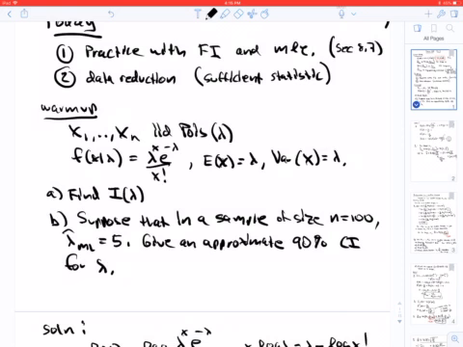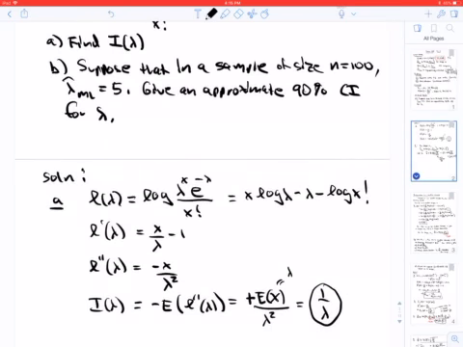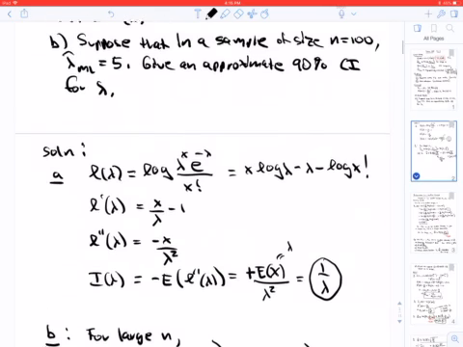So we have x1 to xn IID Poisson, to recall, that is a discrete distribution with the following probability mass function. And I asked you to compute the Fisher information and a 90% CI. So when you're computing the Fisher information, remember that Fisher information is about the information in a single observation. So we only have a single x. So when we're computing our log likelihood, you're not going to have the sum of x. You're going to have just x, a single observation.